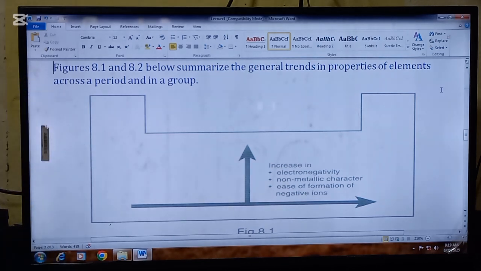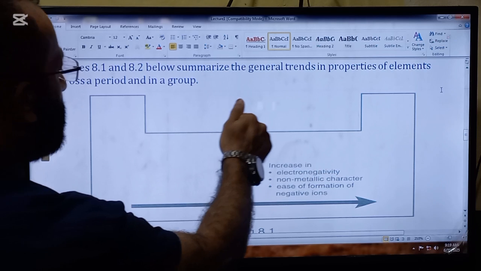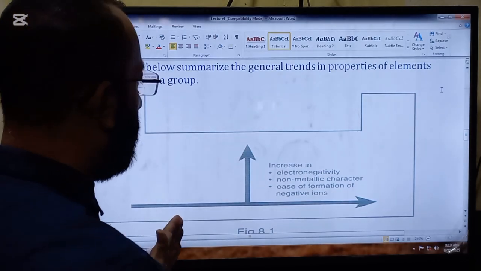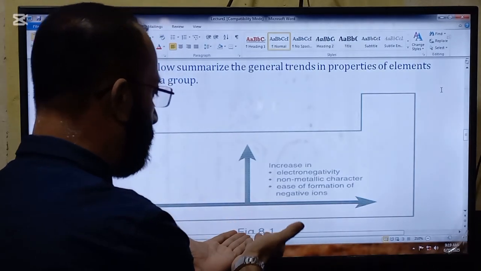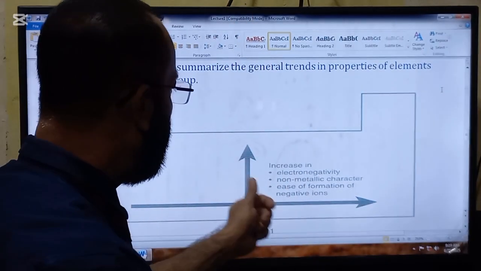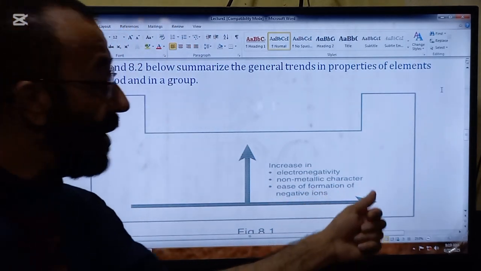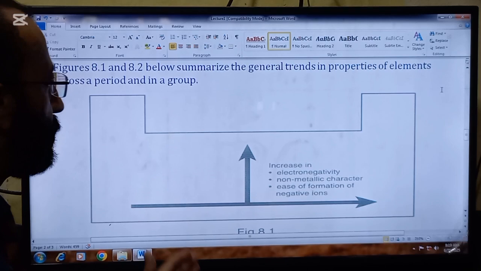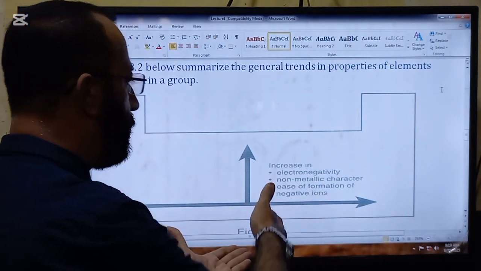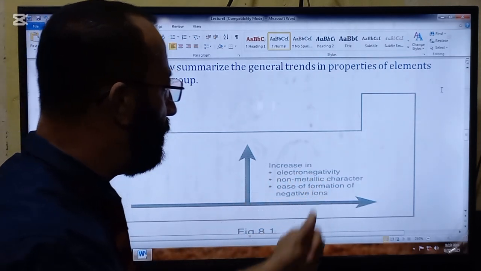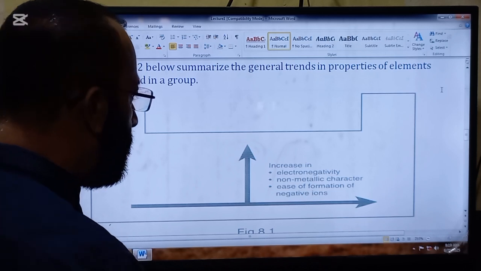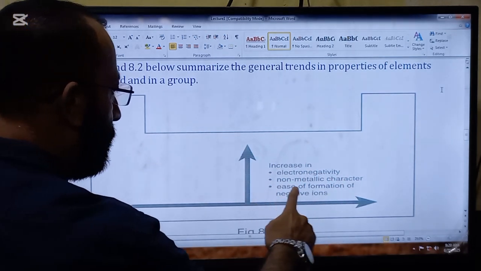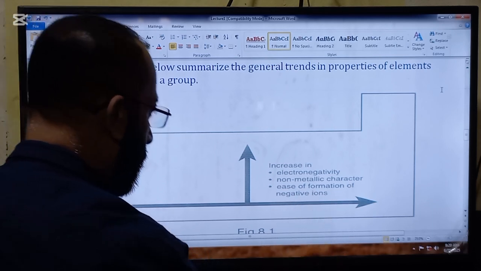Okay, figure 8.1. Here is the 8.1 figure. It summarizes the general trends in the properties of the elements across a period and in a group. So look now, if we move from left to right in a period or from lower to upper in a group, there will be an increase in electronegativity. You have to remember these points. I have put them in a very precise form, so each and every point is very important. Non-metallic character will increase. Ease of the formation of negative ions will increase. So: increase in electronegativity, increase in non-metallic character, and increase in ease of the formation of negative ions.